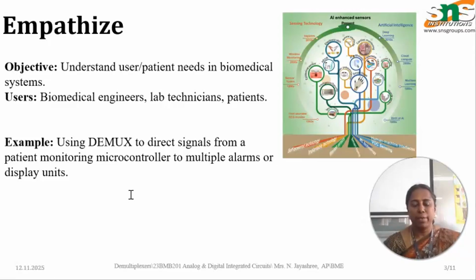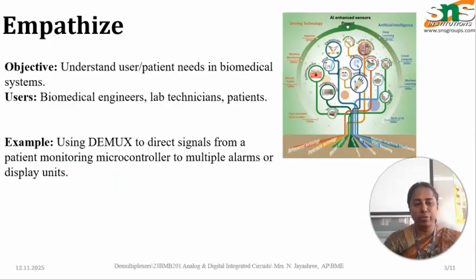It can be used by biomedical engineers, lab technicians or patients. For example, a demultiplexer is used to direct signals from the patient monitoring microcontroller to multiple alarms or display units. Yes, with a single patient we can give the data to the ICU as well as the doctor and the patient attendees. So for this, a demultiplexer can be used. With the single input we can receive multiple data outputs based on the select lines.